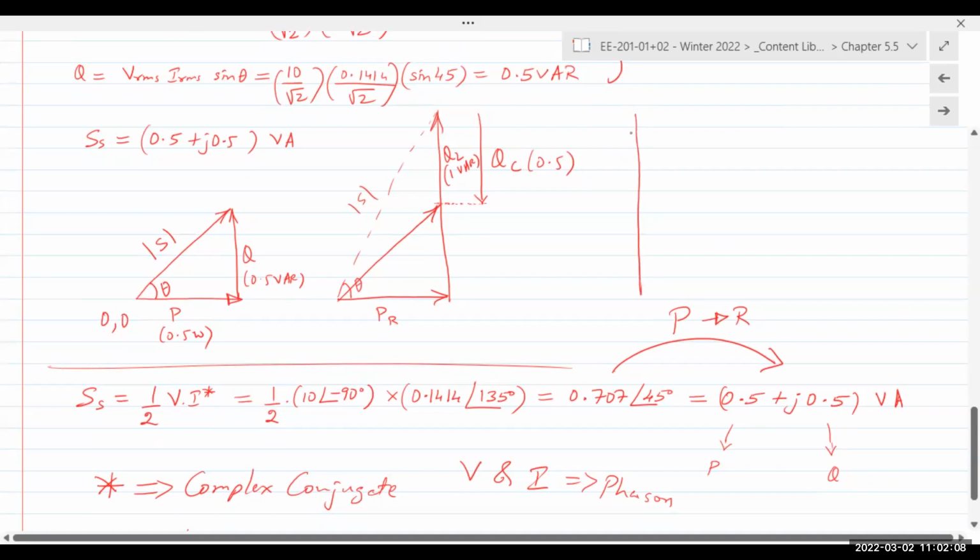Inductive power requirement is plus 1. Capacitor supplies half of that. So the total supplied by the source is just plus 0.5. So my angle, instead of being large like this, is much smaller. Make sense?